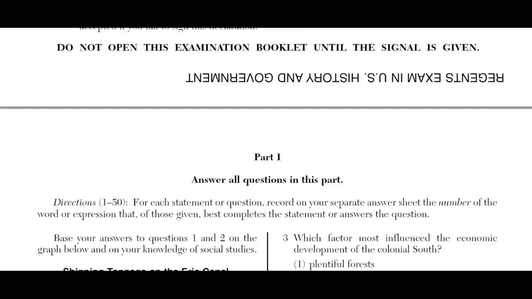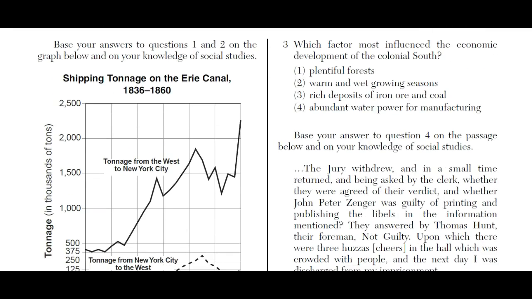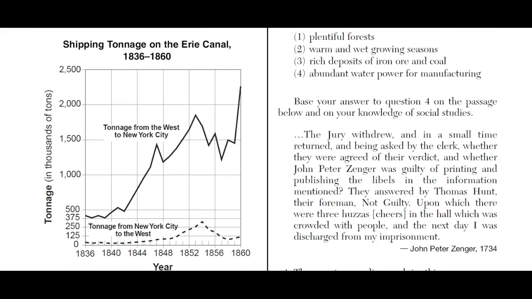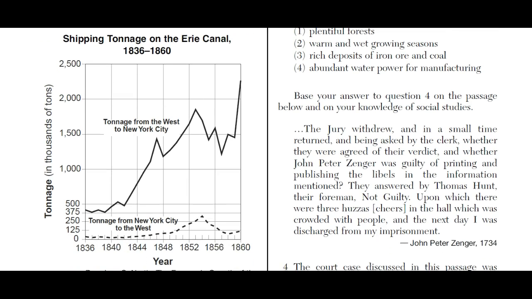Okay. So, once again, we start with multiple choice. Base your answers to questions 1 and 2 on the graph below and on your knowledge of social studies. Alright, so they give you the graph. They love to give you graphs. Shipping tonnage on the Erie Canal.